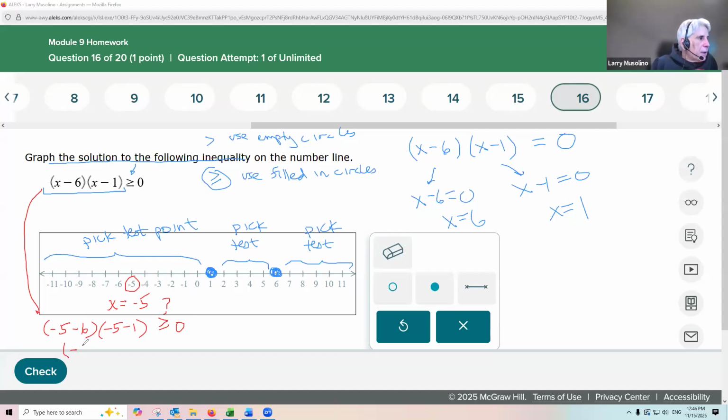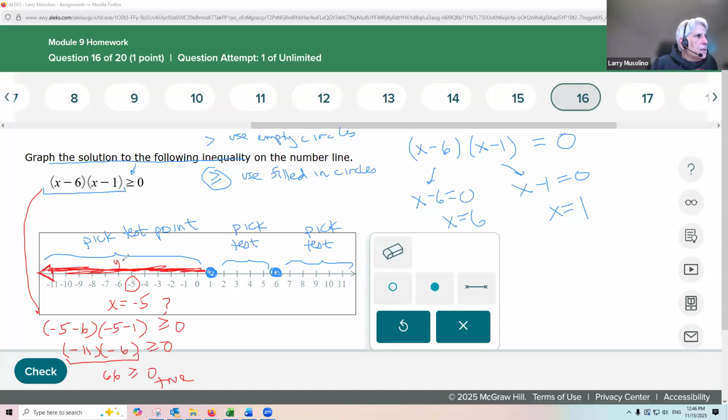Well, this is -11 times -6. Is that greater than or equal to 0? Yes, it is, because negative times negative is positive. It would be 66 greater than or equal to 0. This is true. That means this interval is part of my answer. So I'm going to be coloring this in.